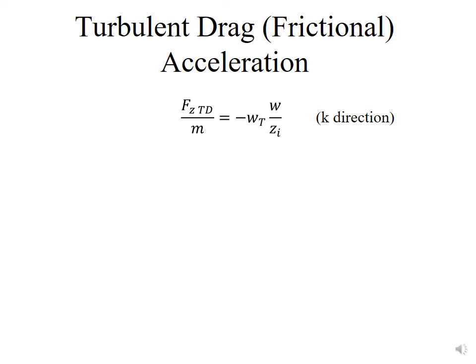And then we have our turbulent drag, which looks very similar to the turbulent drag in the horizontal. We have our term Wt, which depends upon the stability of the atmosphere. And then we have the vertical wind speed W over Zi. And just to clarify, Zi is the height of the boundary layer and not the roughness length that I referred to in the previous lecture.